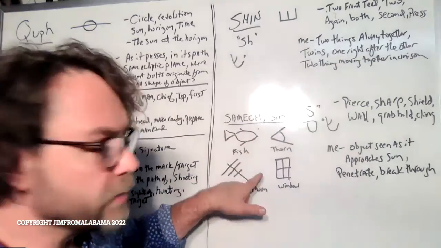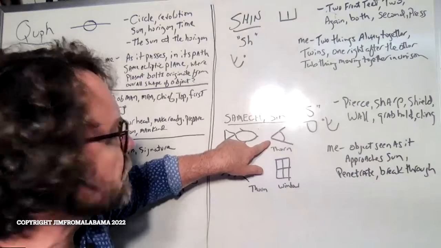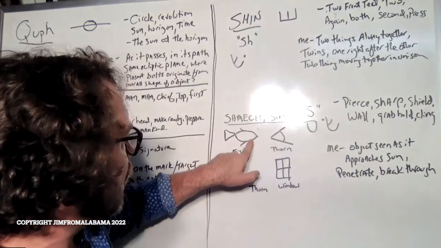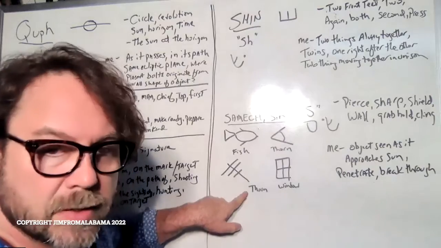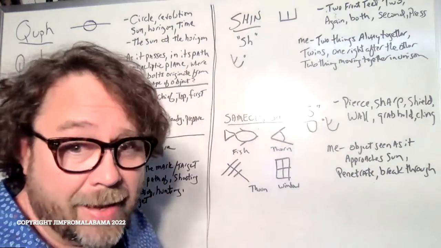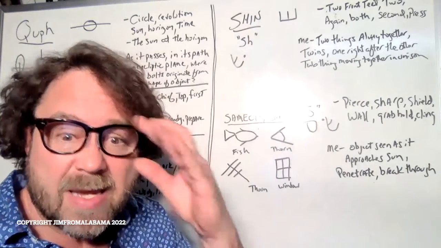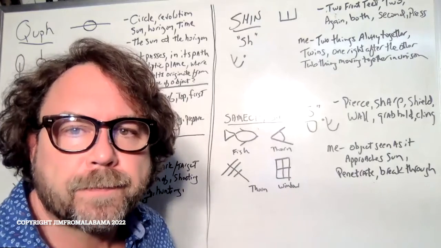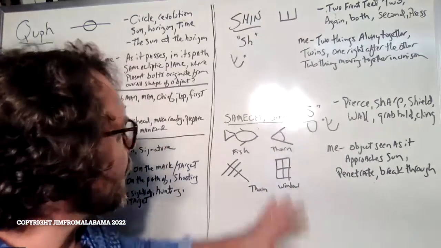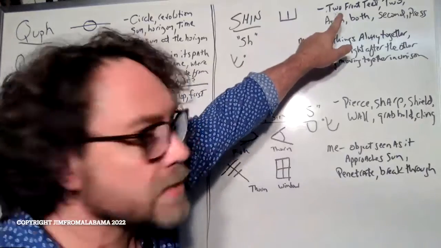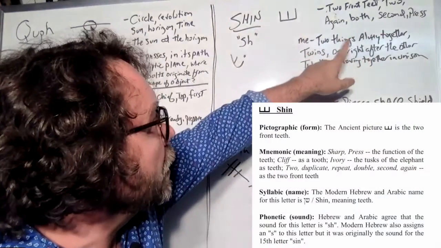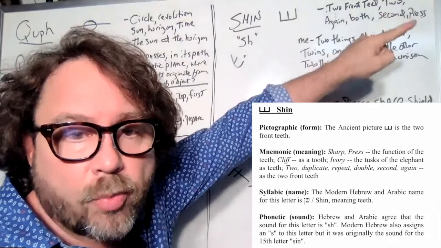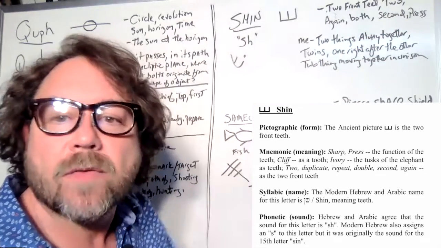He also has these other forms. Okay, he has this funny looking thing right here. He calls it a thorn, and then there's our fish again. Here's another thorn. Boy, I really hate to get stuck by that daggum thorn right there. And then a window. Okay. And the meaning of shin: two front teeth, two, again, both, second, or press. You press stuff with your teeth.